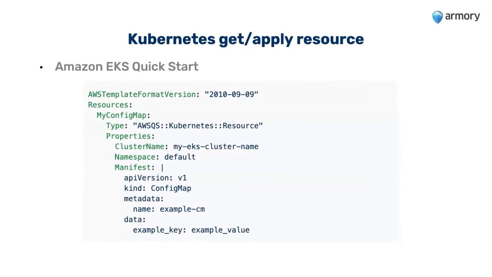And so you actually can manipulate the EKS cluster, and you can install things like a config map, namespace, pods, and so forth, and you can define the Spinnaker or the Armory operator, and you can do all these different things via this AWS QS Kubernetes resource.